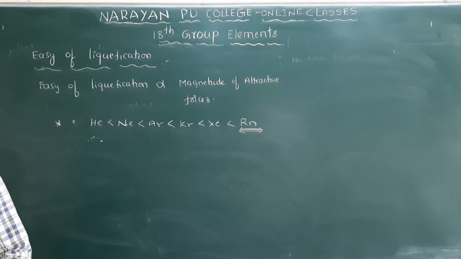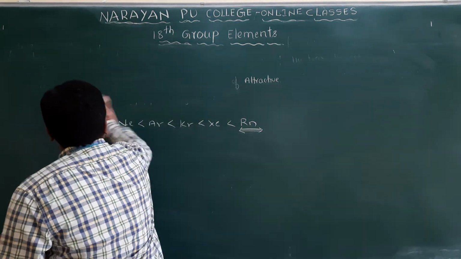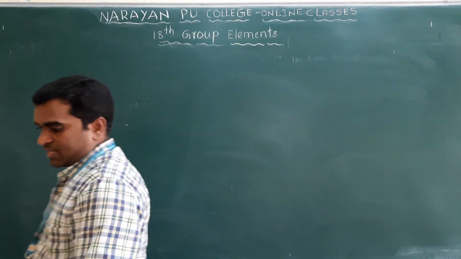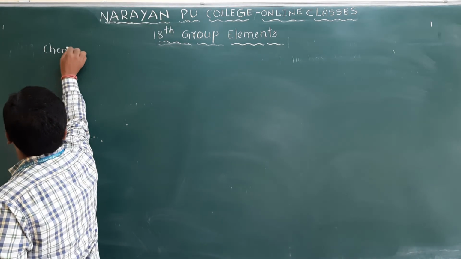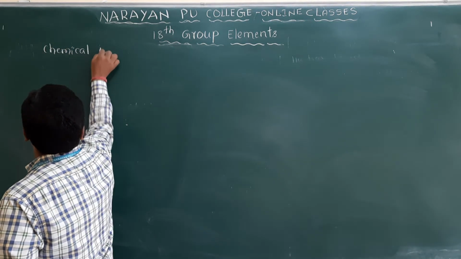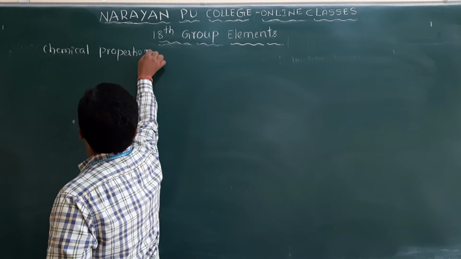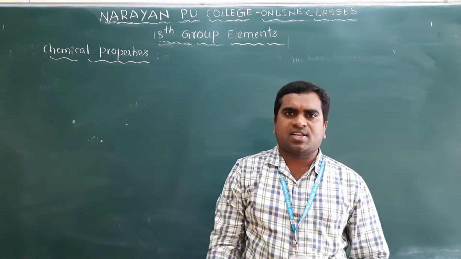Clear? So put the next heading here, chemical properties. These all are physical properties. Put the next one, chemical properties. Okay. So what are chemical properties? We have already discussed. Clear?